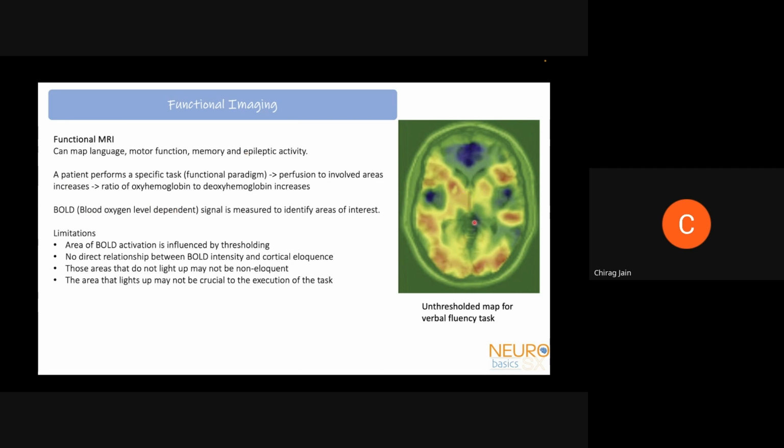There are obvious limitations to this. First of all, this is influenced by thresholding. Whatever threshold you decide will pick out what areas light up and what areas don't light up. There is also no clear definition between area of BOLD intensity and eloquence. Just because an area lights up more than another area does not mean that it is the eloquent region for that particular function. Those areas that light up might actually not even be important to carrying out that function. And just because an area lights up does not mean it is crucial to the task. Just removing it might not actually even affect the task completely.